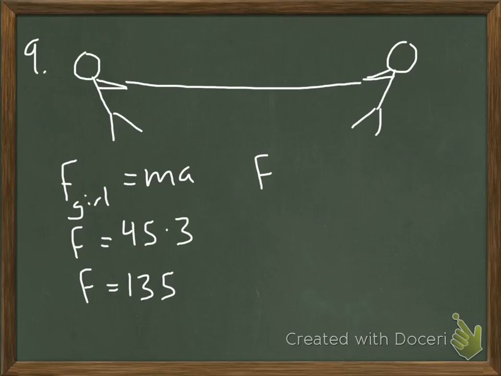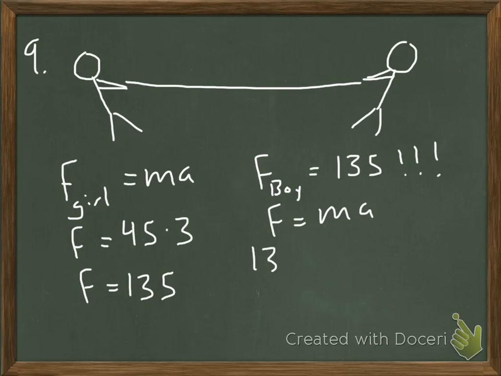So 135 newtons refers to the force of the girl on the rope, or the force of the rope on the girl. Now, let's think about the force on the boy. If there's 135 newtons of force pulling on the girl, then if the boy is touching the same rope, he is also experiencing that 135 newtons worth of force, because it's the same rope and the tension in the rope is uniform. So the force of the boy is also 135 newtons. It doesn't change because it's the same rope. Now we can plug that into Newton's second law and solve for the acceleration of the boy, which is going to be different.